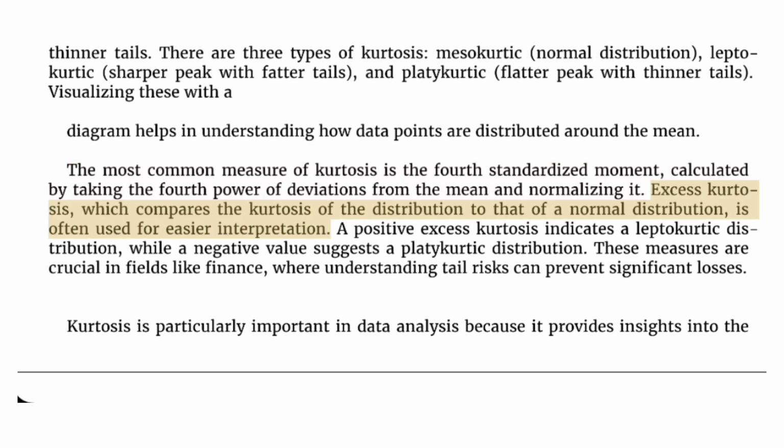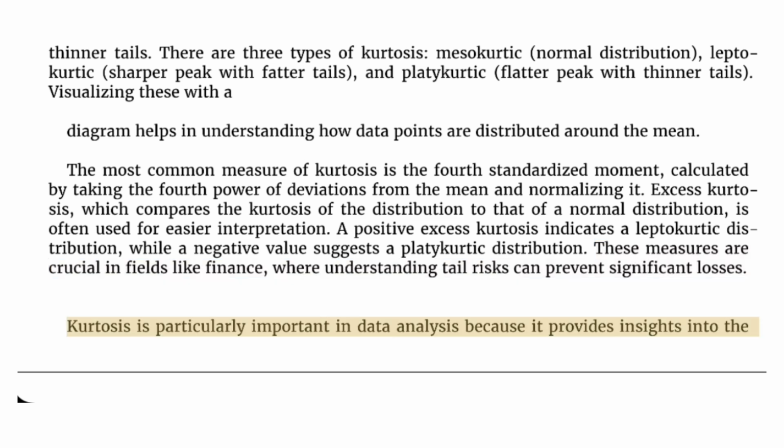Excess kurtosis, which compares the kurtosis of the distribution to that of a normal distribution, is often used for easier interpretation. A positive excess kurtosis indicates a leptokurtic distribution, while a negative value suggests a platykurtic distribution. These measures are crucial in fields like finance, where understanding tail risks can prevent significant losses.